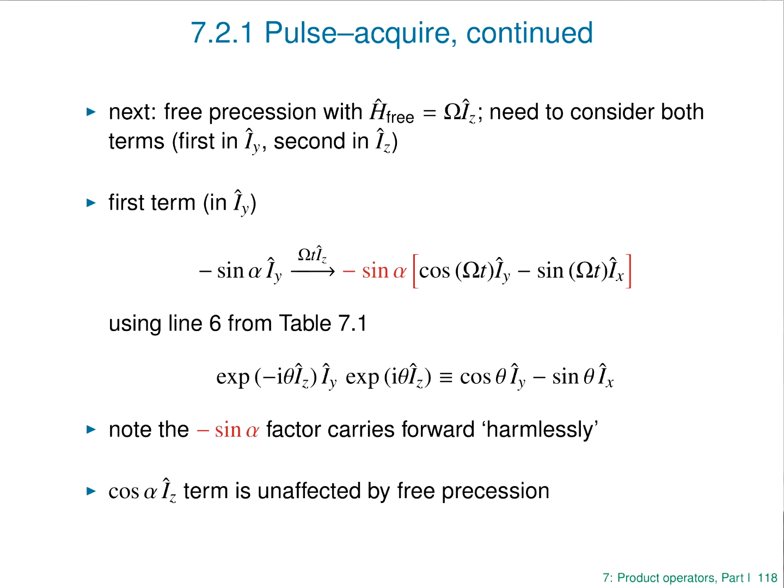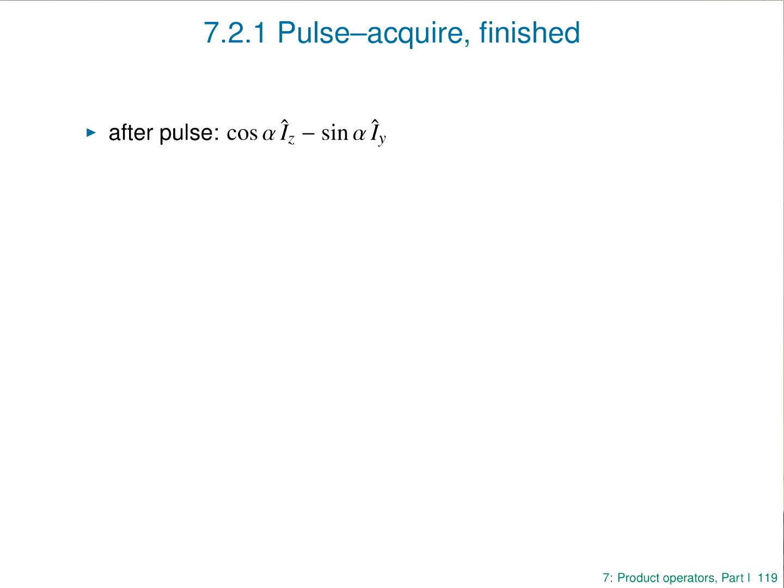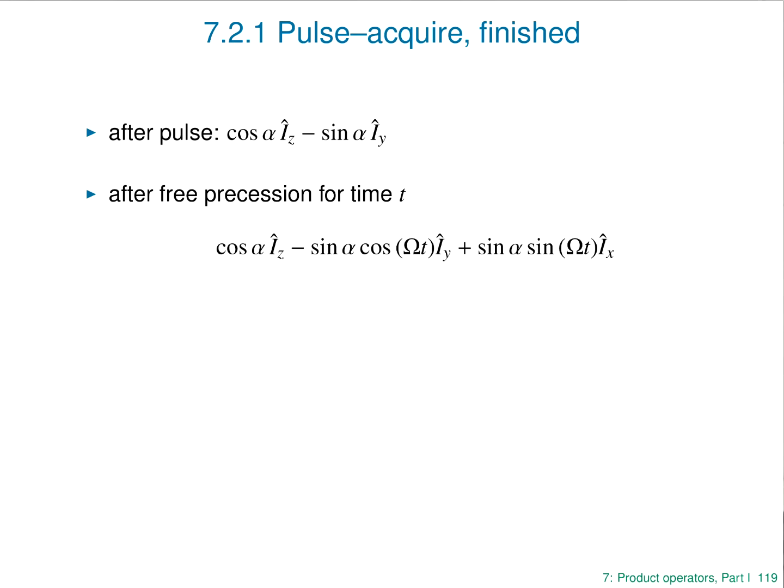So that's given us what we want, and as I said, the term in Iz is unaffected by the free precession, because free precession is a rotation about z, and if you rotate about z, nothing happens. So at the end of all of that, we've got something quite simple. After the pulse, we've got this mixture of z and y, and then after free precession, we've got this term, the cos alpha Iz, which didn't evolve during the free precession, and then the Iy term, which has evolved into a y term and an x term.